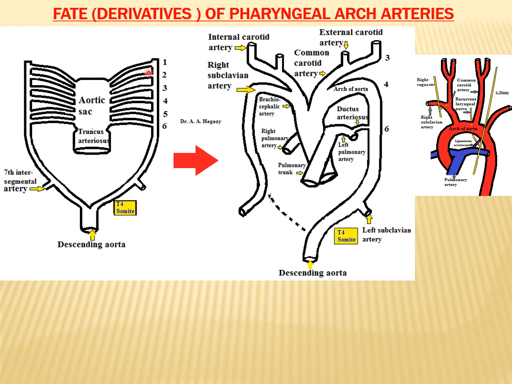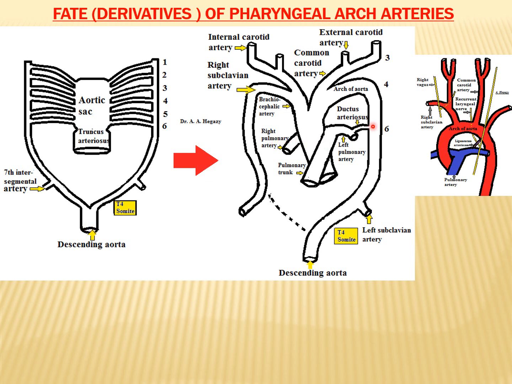As you see, the aortic arches join together here, forming the dorsal aorta. The dorsal aortae join at the level of the fourth thoracic somite to form the descending aorta, one single artery called the descending aorta.